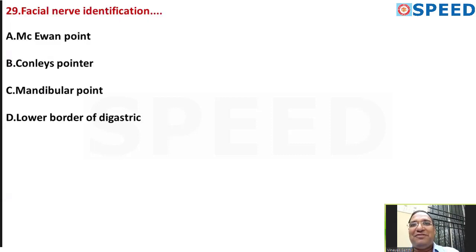Facial nerve identification. This was well discussed in the class, and we wrote the course of the facial nerve. Hope you remember. In one of the classes we discussed the entire course of the facial nerve.